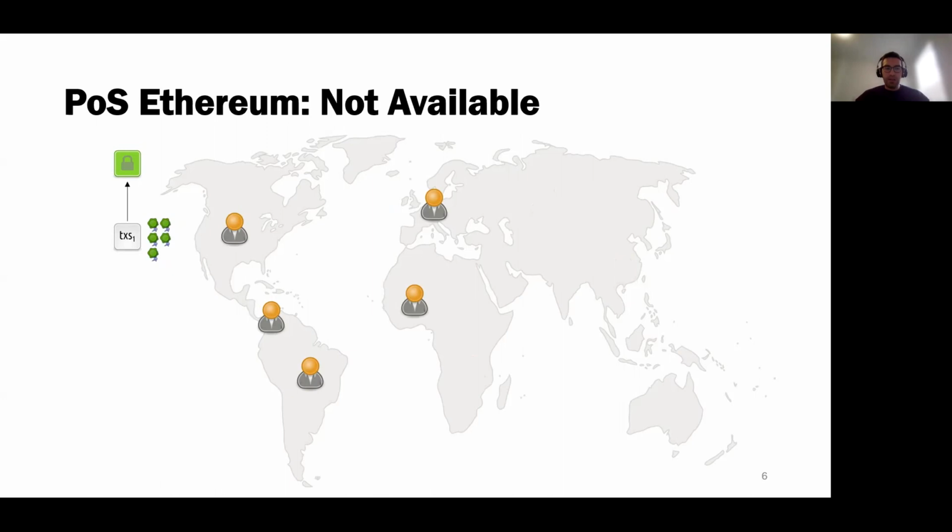In this case, the finalized ledger would stall. Thus, there will be no liveness over periods of low participation. This shows us that the finality gadget of proof-of-stake Ethereum cannot provide dynamic availability.